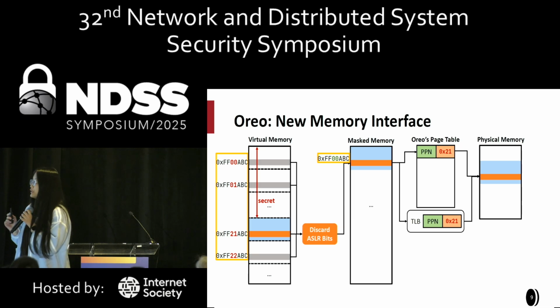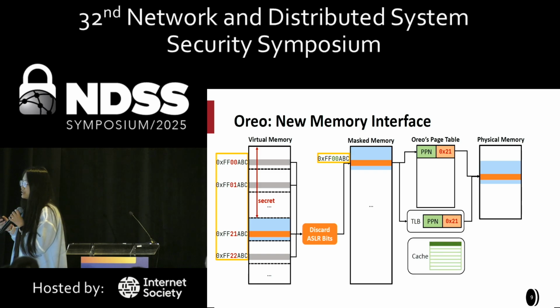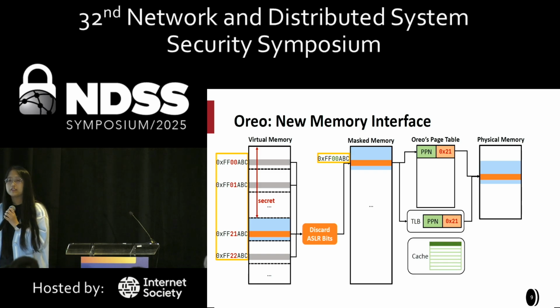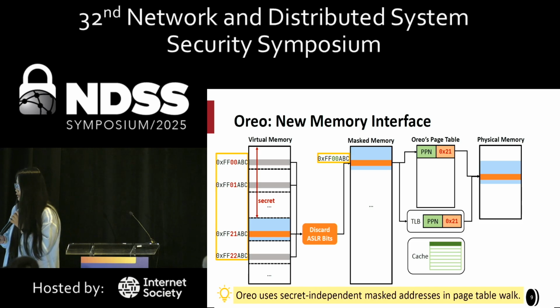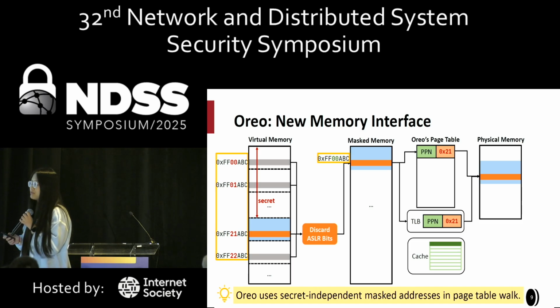We also store the secret bits inside the TLB. A very important thing to note here is that although we store the secret bits in the page table entry, the location of the page table entry stays secret independent. Therefore, the secret bits are not used to decide which entries in the cache are used to cache the page table. Therefore, we successfully blocked the first attack. In summary, the key insight of Oreo is that it uses secret independent mask addresses in page table walk.